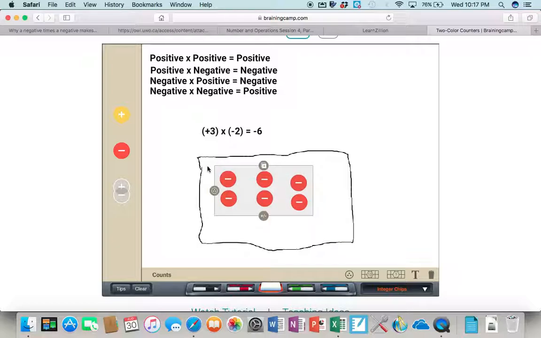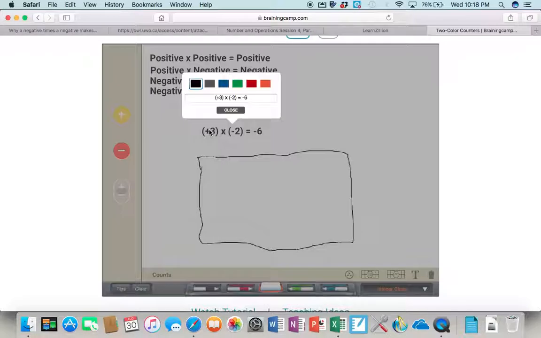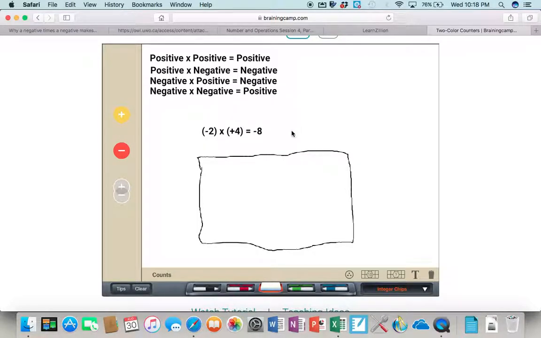So let's get rid of this, now that I know how to do this. And we're going to change this question, and maybe we'll go negative 2 times positive 4. And that's going to be a negative 8 if you've been paying attention to the rules.